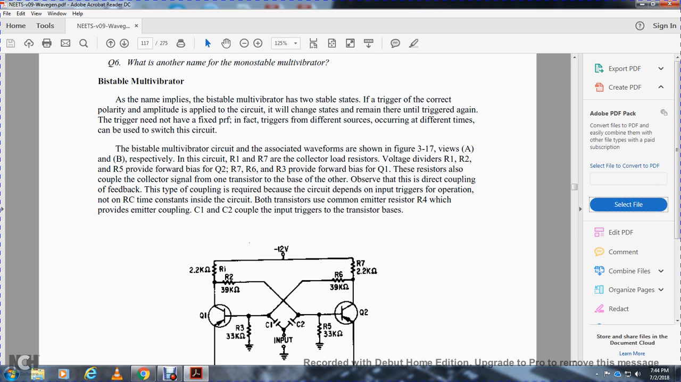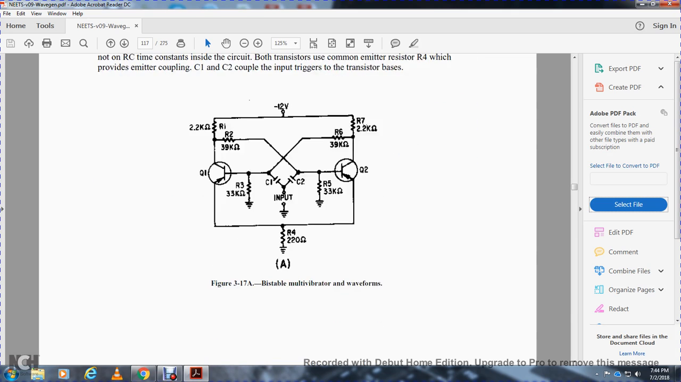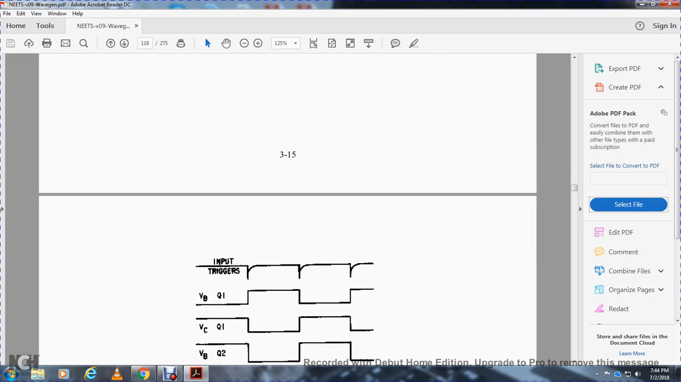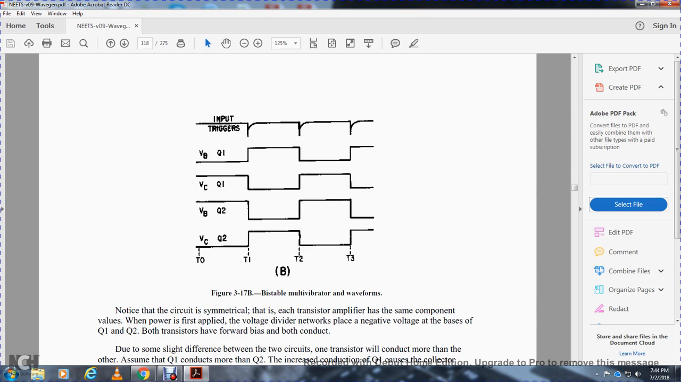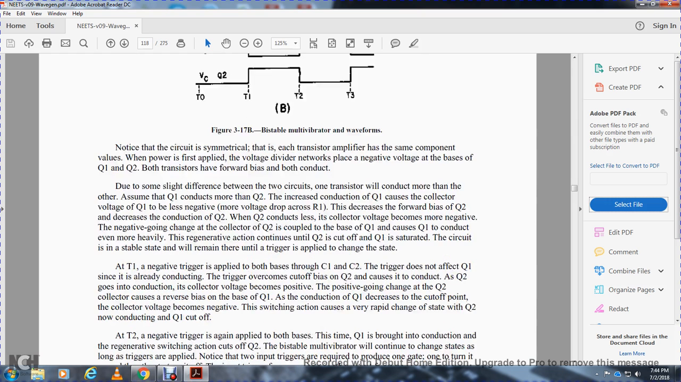The type of coupling required in the circuit depends on the input trigger and the operation of the RC time constants inside the circuit. Note the common emitter resistor 4, which provides emitter coupling, and capacitors 1 and 2, which couple the input trigger to the transistor bases. Figure 3-17 shows the bistable multivibrator waveforms.